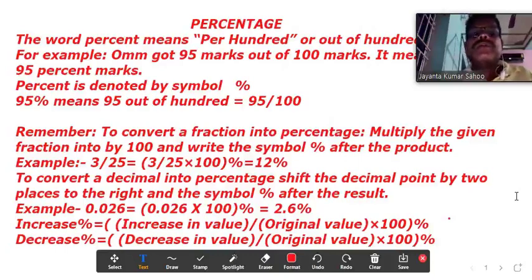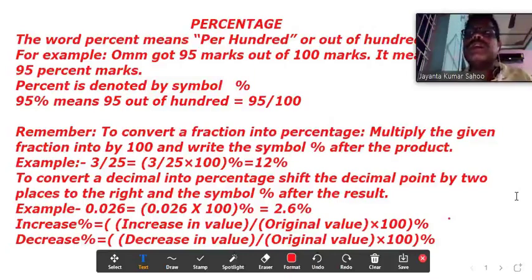So children, what do you mean by percent or percentage? It means per 100, that is out of 100. For example, Om got 95 marks in mathematics out of 100 marks. If it is asked what is the percentage mark of Om in mathematics, Om has got 95% marks.